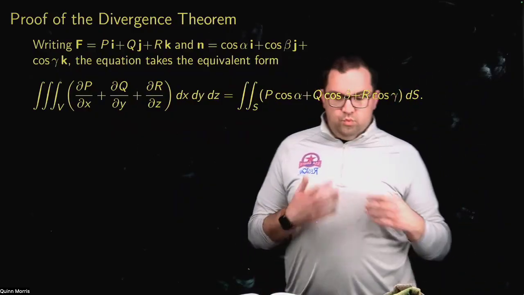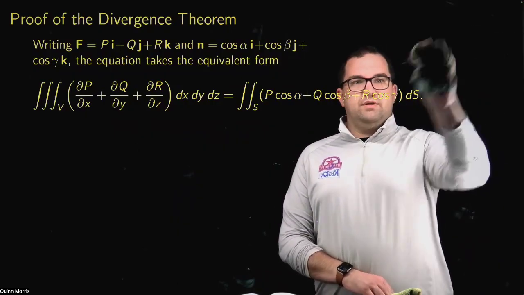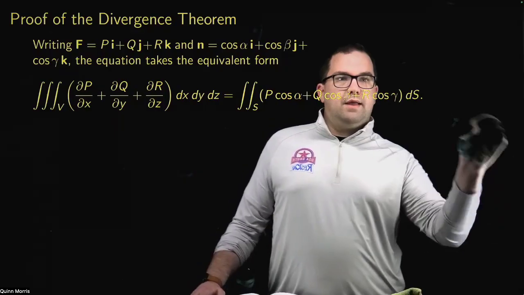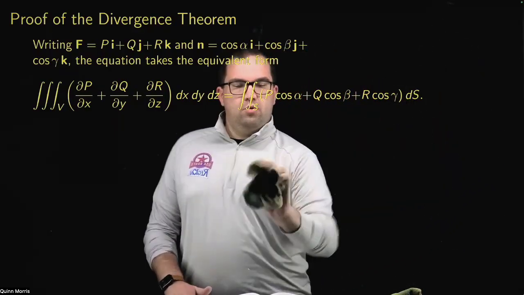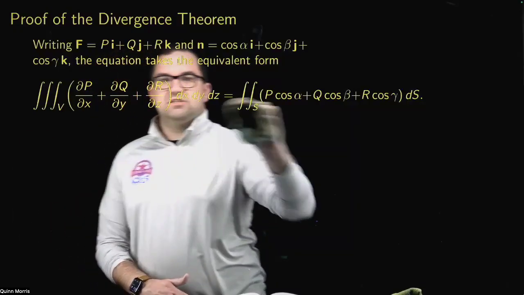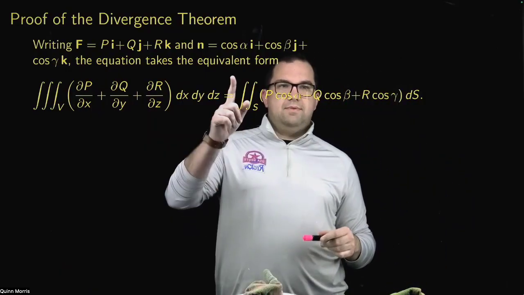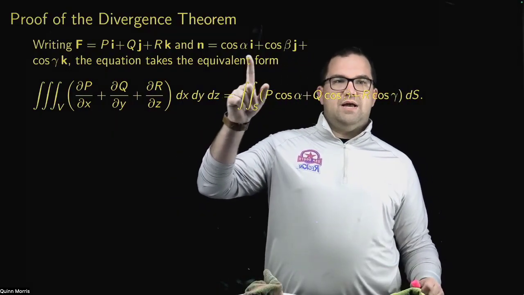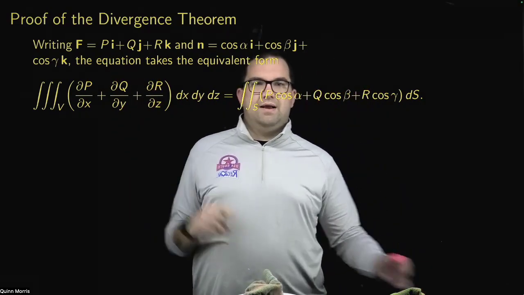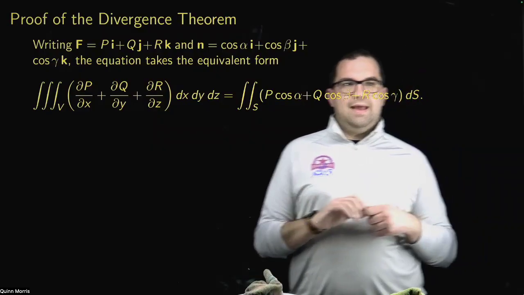All right. So we're going to first do a little bit of setup. We're going to refer to our vector field F in terms of its components P, Q, and R. And we also want to express our normal vector in a slightly different way. I'm going to express my normal vector as cosine of alpha i plus cosine of beta j plus cosine of gamma k. And your first question should be, okay, fine, but what on earth are alpha and beta and gamma?